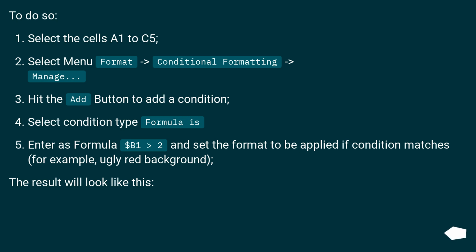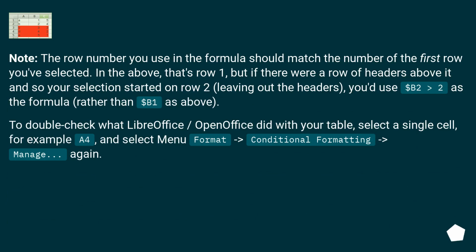The result will look like this. Note, the row number you use in the formula should match the number of the first row you've selected. In the above, that's row 1, but if there were a row of headers above it and so your selection started on row 2, leaving out the headers, you'd use $B2>2 as the formula, rather than $B1 as above.